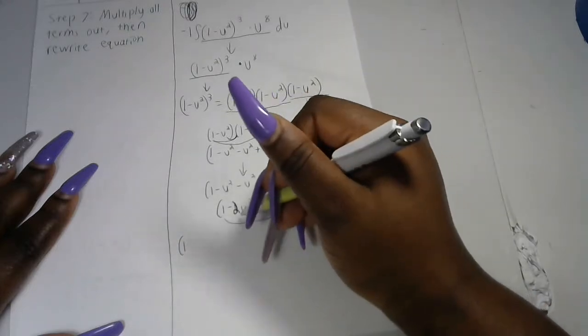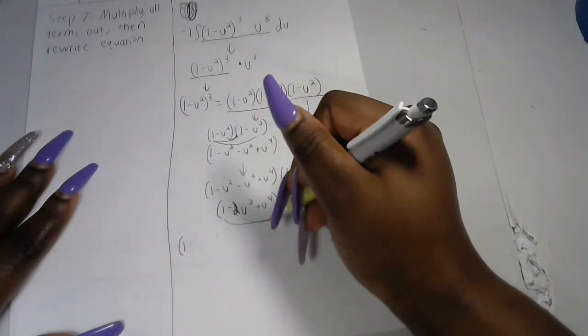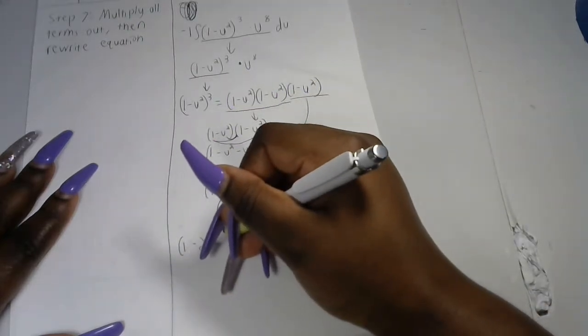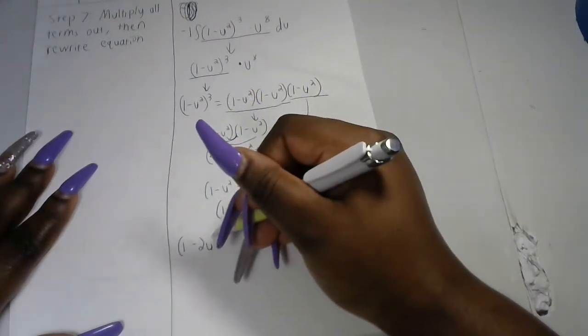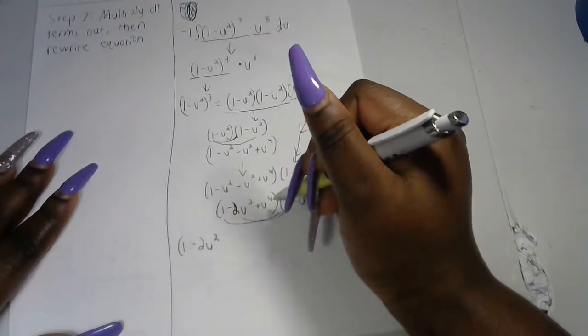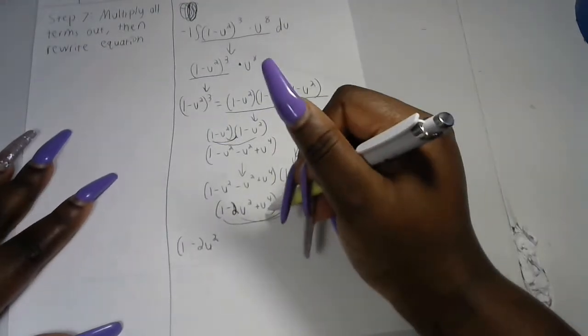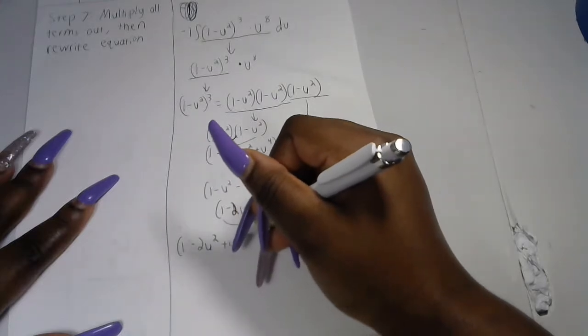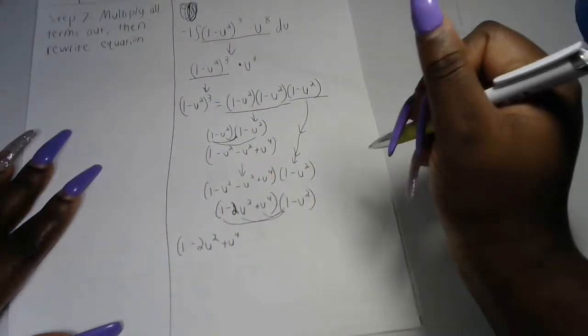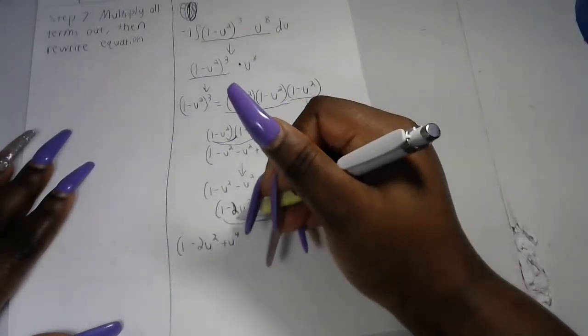Negative 2 times 1 is negative 2u squared. Negative 2u squared times 1 is negative 2u squared. And then u to the fourth times 1 is just positive u to the fourth. And then we also have to get this term as well. So then let's distribute again, but with this term.